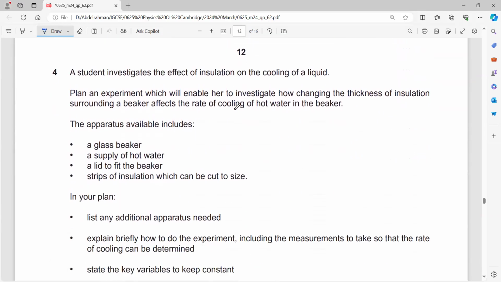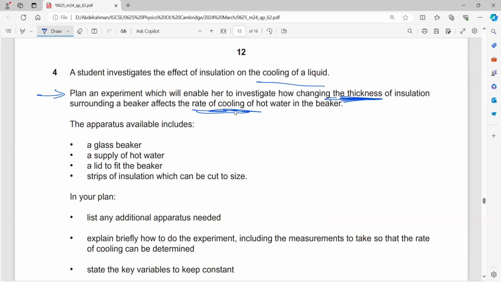Planning an experiment. A student investigates the effect of insulation on the cooling of a liquid. Plan an experiment which will enable her to investigate how changing what? Changing the thickness of insulation surrounding a beaker affects the rate of cooling. Thickness of the insulating material. How does this affect the rate of cooling of hot water?